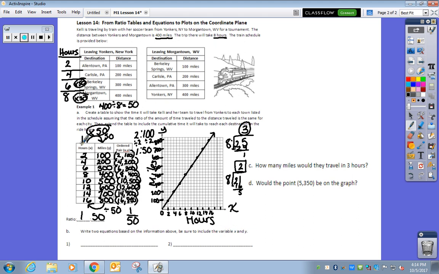So we're using hours as x and miles as y. This is basically what we did in lesson 13, where we're seeing what we're doing to the hours to get to the miles, and what we're doing to the miles to get to the hours.